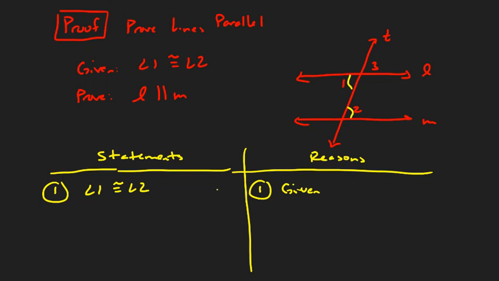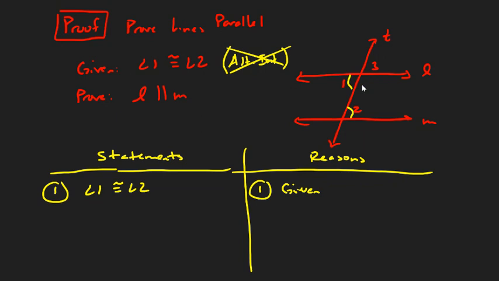Now, of course, these are alternate interior angles. And if we know all alternate interior angles are congruent, then we know the lines are parallel. So we technically know the lines are parallel, but do not use this. Okay? I want you to have to use angle 3 in another way.